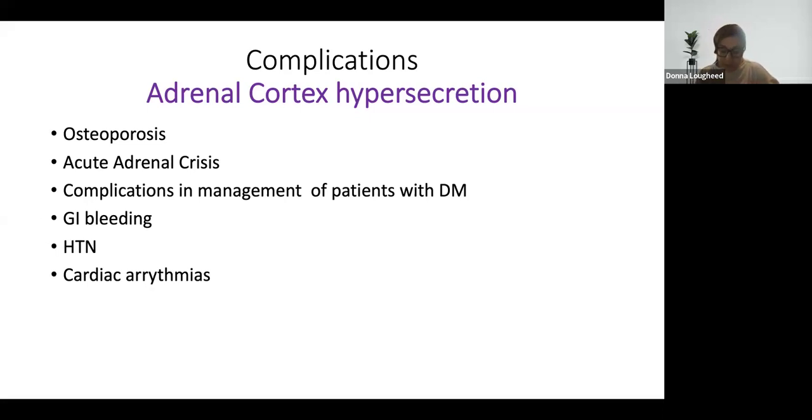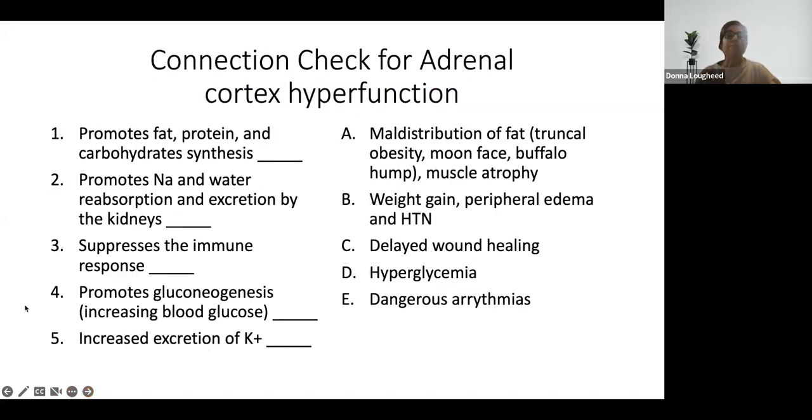And then untreated hypertension can damage other organs, including the heart, the kidneys, and the eyes. Cardiac arrhythmias are associated with that severe hypokalemia as well as hyper. And so we have a final connection check for adrenal cortex hyperfunction. So let's look at this.